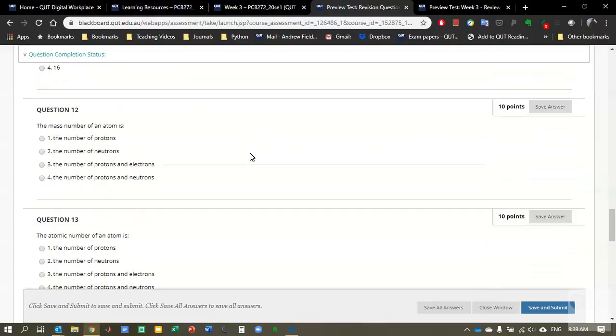Question 12, the mass number of an atom. Well, what is this? I've just said this actually. It's the number of protons and neutrons in the nucleus.